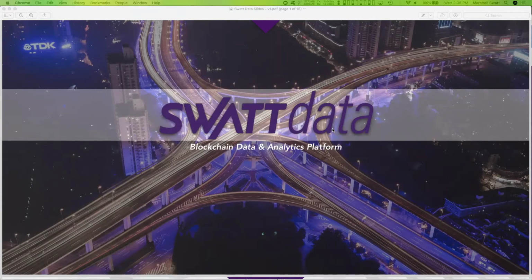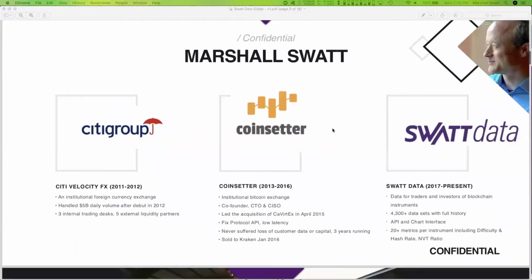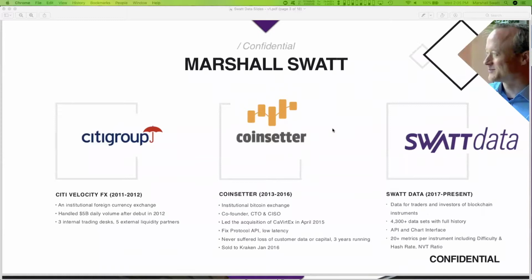Briefly, I just want to tell you a little bit about me and the company. My background is I've got over 20 years as a software engineer in finance. I worked at Citigroup as part of the team that built their institutional foreign currency exchange called Citi Velocity FX. I left Citi and co-founded CoinSetter, a Bitcoin exchange out of New York, in 2013. We had the fortune of being one of the early firms to acquire a company in the blockchain space before selling the combined company to Kraken in January of 2016.